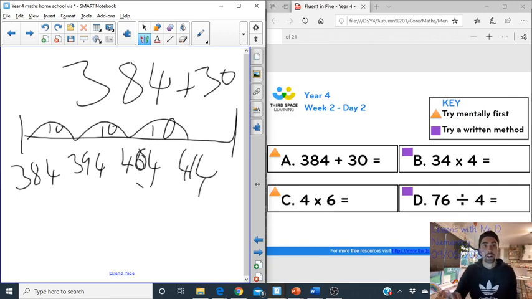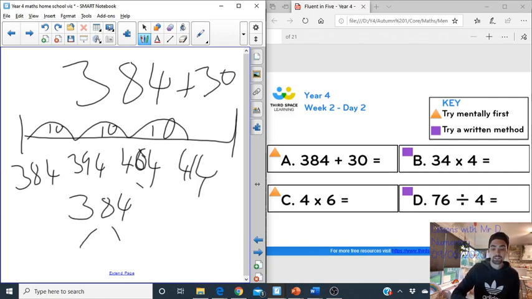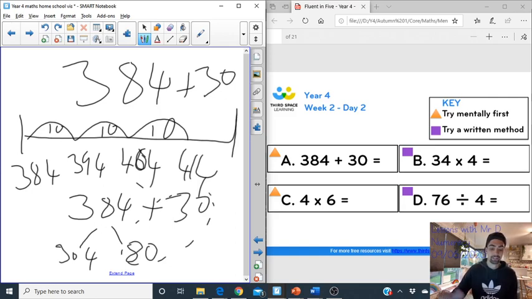Secondly, another method you could deploy is the partitioning method. 384 add 30. Now I want to get just my 10s, so I have 8 tens, so that's 80. What's my other part going to be? That's right, 304. And then now I can add that up really easily together. 30 add 80, 80 add 30, 80, 90, 100, 110. And then 110 add 304 is 414. Super. So far, so good.